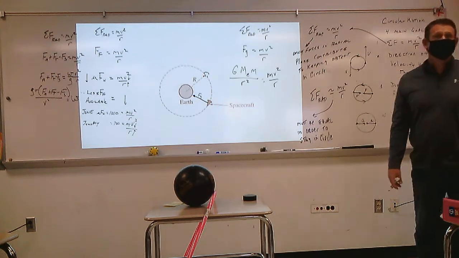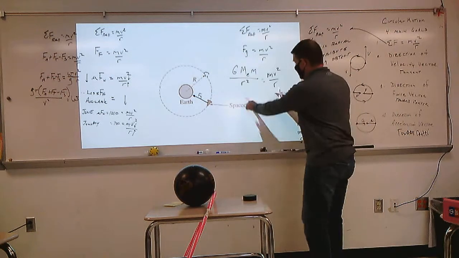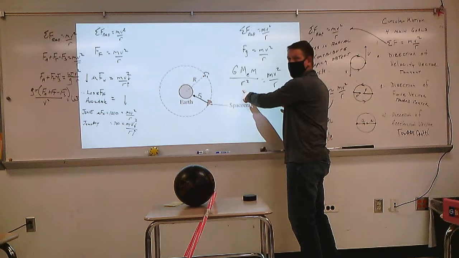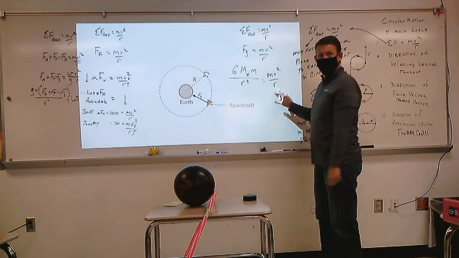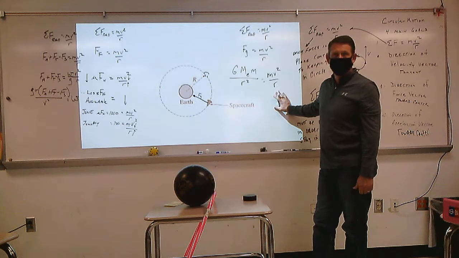Now, mathematically, some interesting things happen in this particular situation. Most notably, one of these r's goes away. What else goes away? Look at the math here. What goes away? The mass of the spaceship.